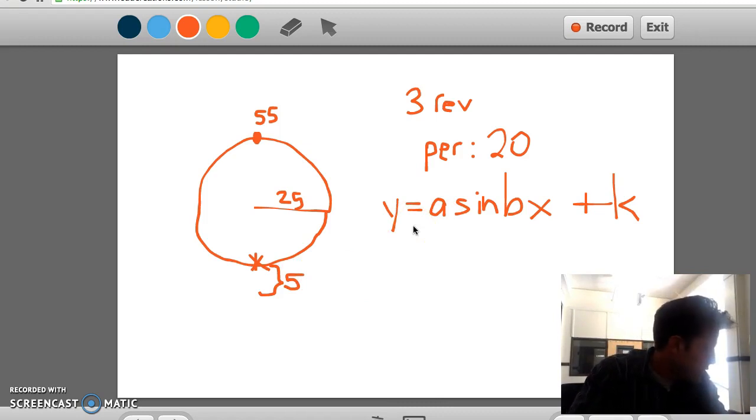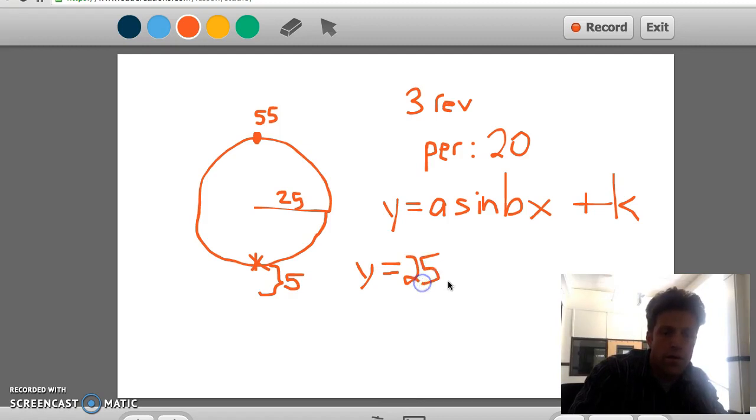Great. Now, y equals a sine bx plus k. So if there was an h, it would be in parentheses, but there is no h. So the k is being added separately from this. And what do we know? We know the amplitude. The amplitude is 25. So a equals 25. And we know the period. And we know the k also. That's pretty easy. 25.